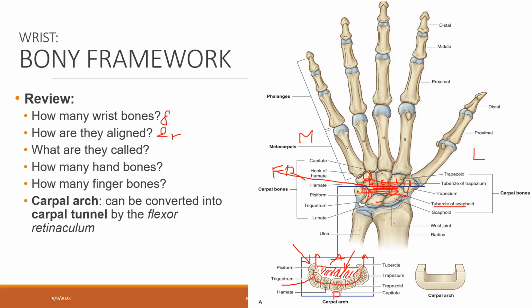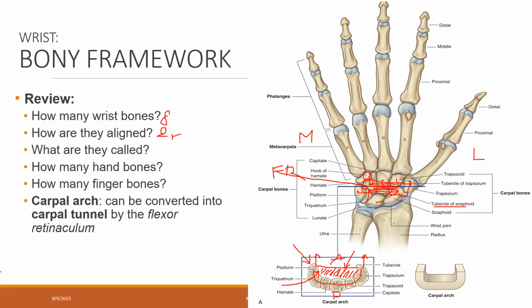So this tunnel is very important for things to go through in order to get from the forearm to the hand. What things try to get from the forearm to the hand? I can think of several, but we are going to look at it in more detail in the later slides.